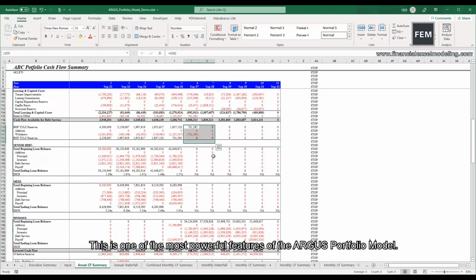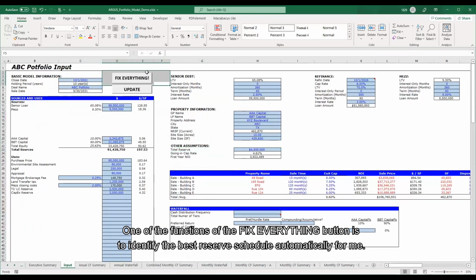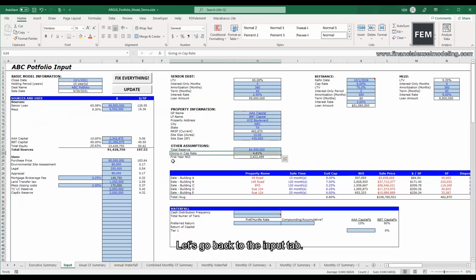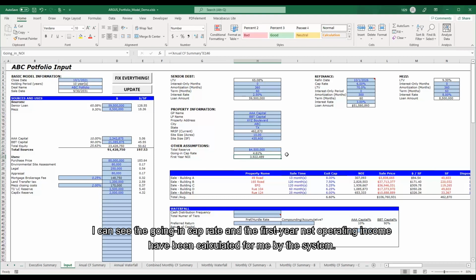This is one of the most powerful features in the ARGUS portfolio model. One of the functions of the Fix Everything button is to identify the best reserve schedule automatically for me. The Fix Everything button will be covered in detail in a later video. Let's go back to the Input tab. I can see the going-in cap rate and the first year net operating income have been calculated for me by the system.